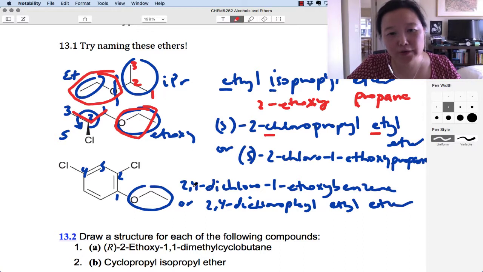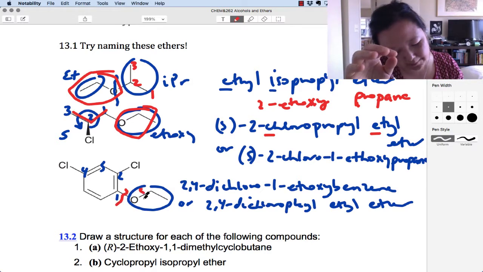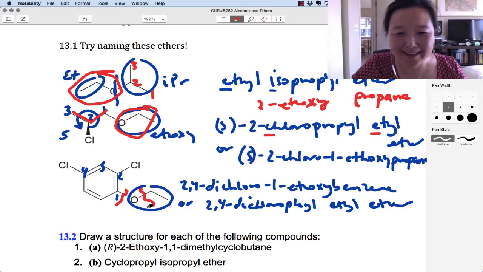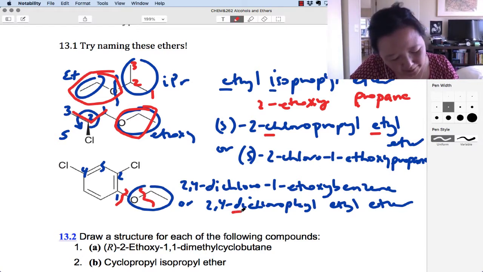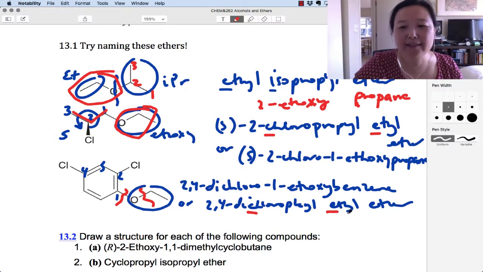And so I have 2,4-dichloro, 1-ethoxybenzene, again using this as a substituent on its own. Or if you want to use the other method, you just name the two groups on either side of the ether, and then you stick the word ether on it. So, 2,4-dichlorophenyl, because that's a phenyl group, and then ethyl ether. And that goes by chloro alphabetically versus ethyl, and then ether.